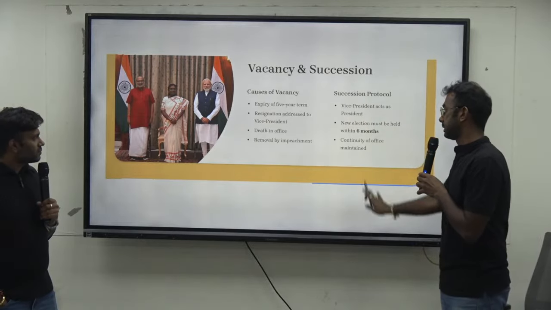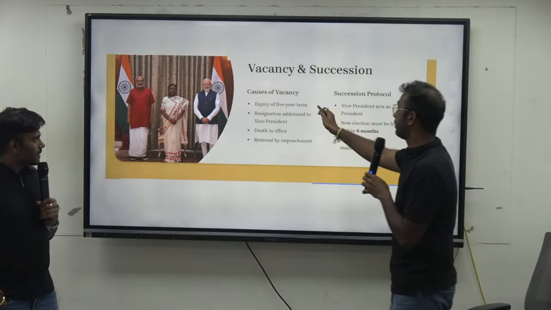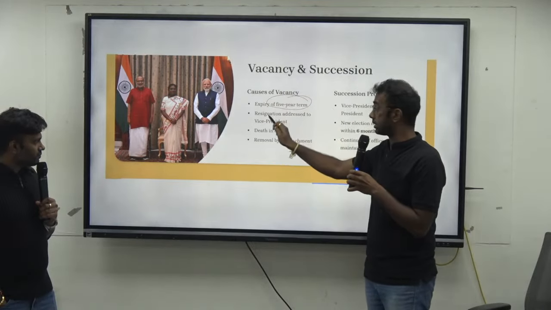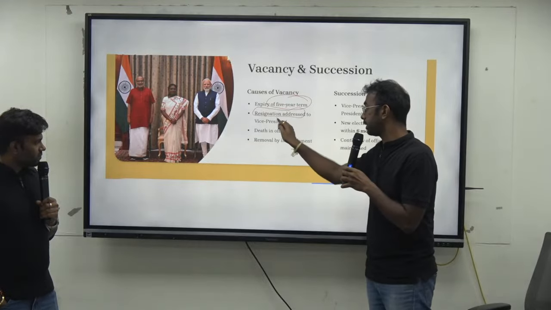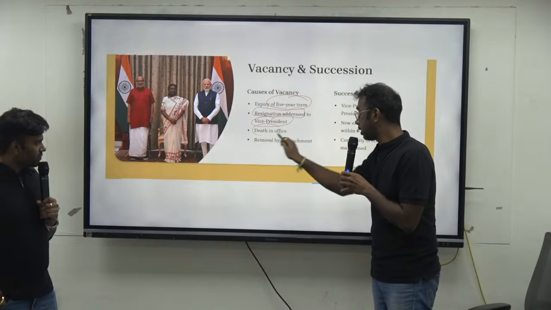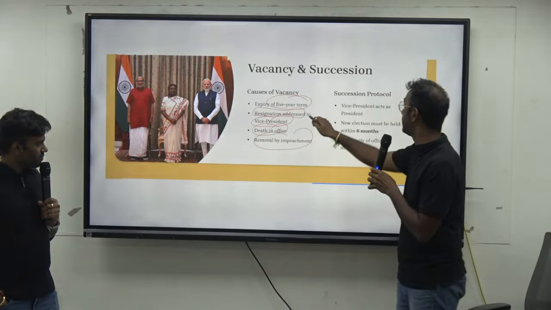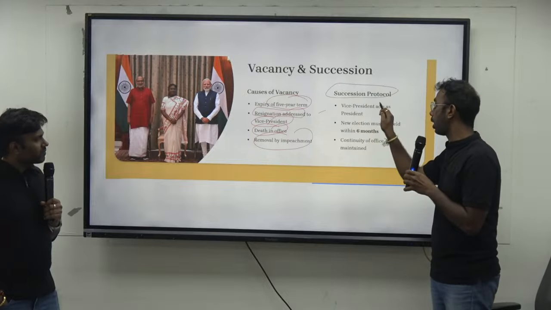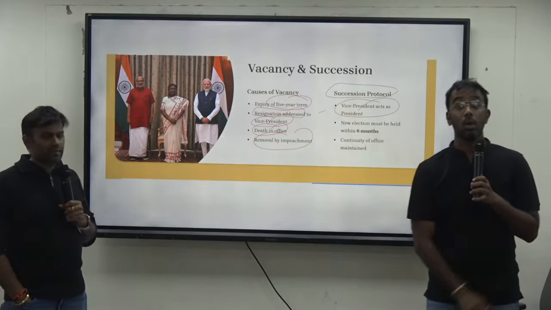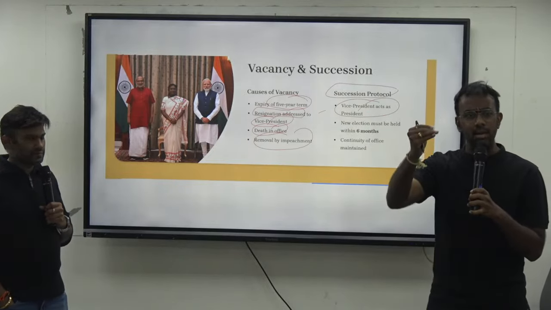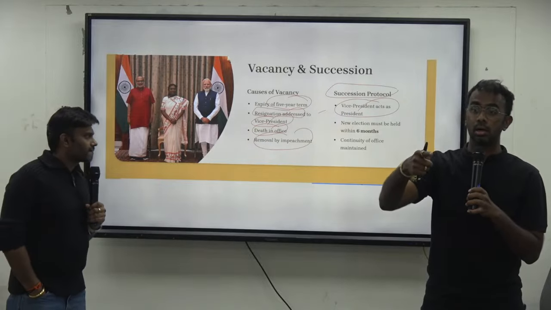Vacancy and succession. Whenever there is a vacancy, on expiry of 5 years, or resignation (usually sent to the vice president), death in office, or removal by impeachment, this is the succession protocol. Who will act as president? The vice president. And is there any timeline within which the president should be elected again?